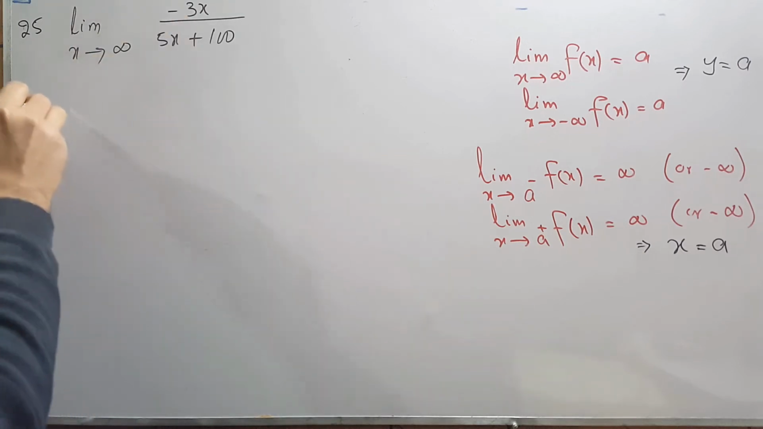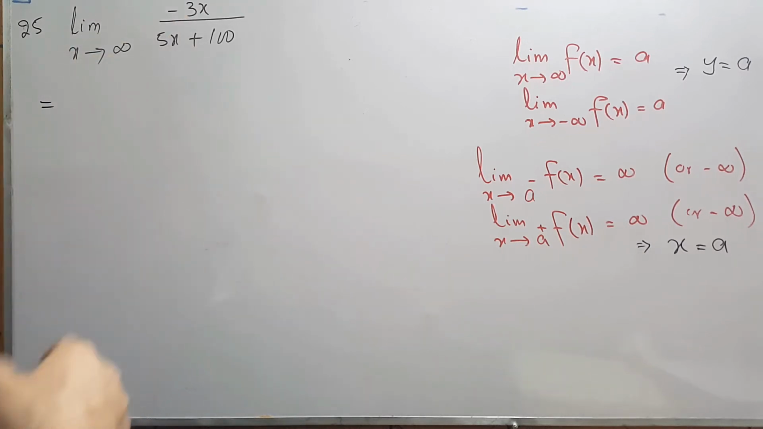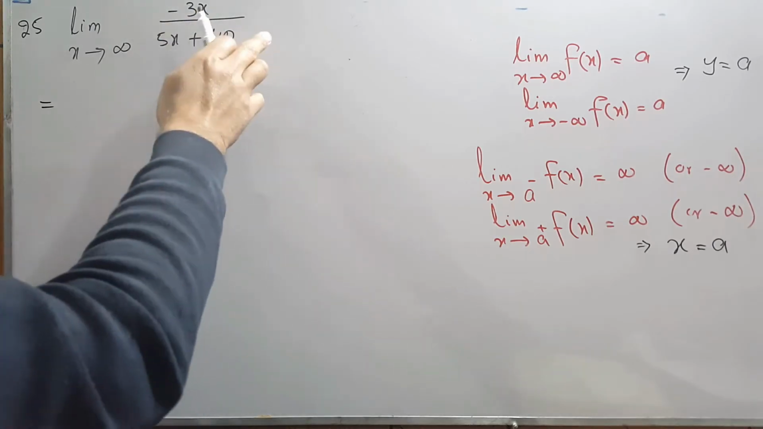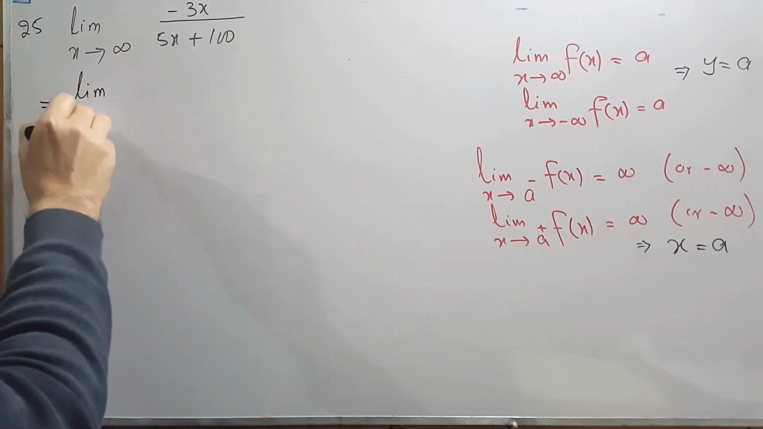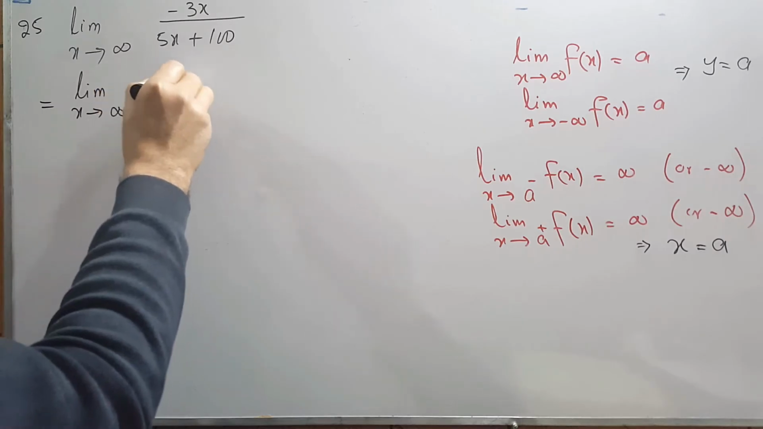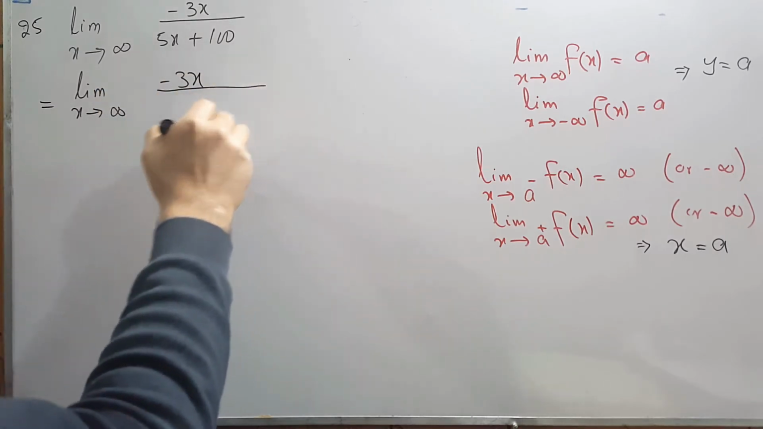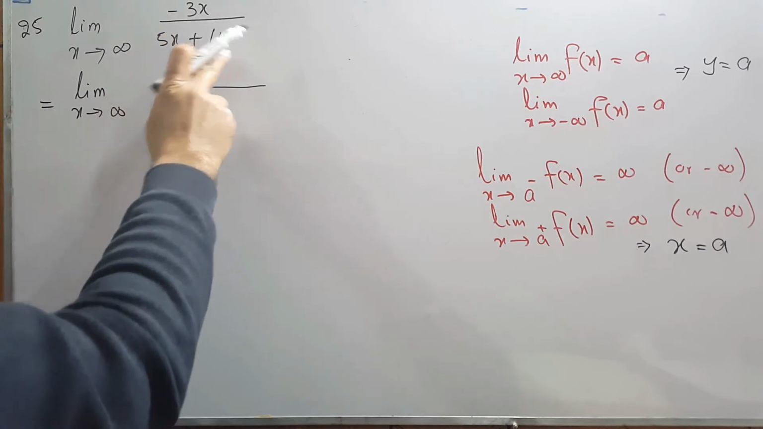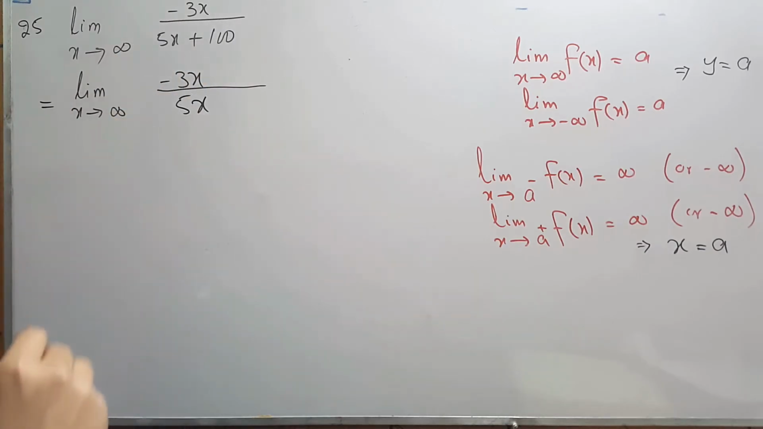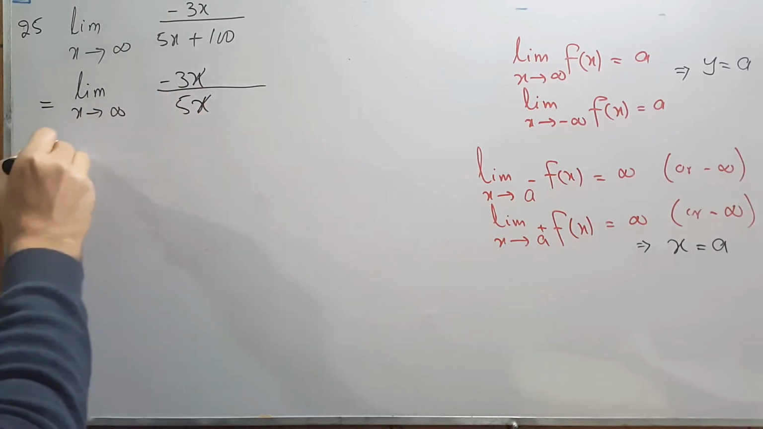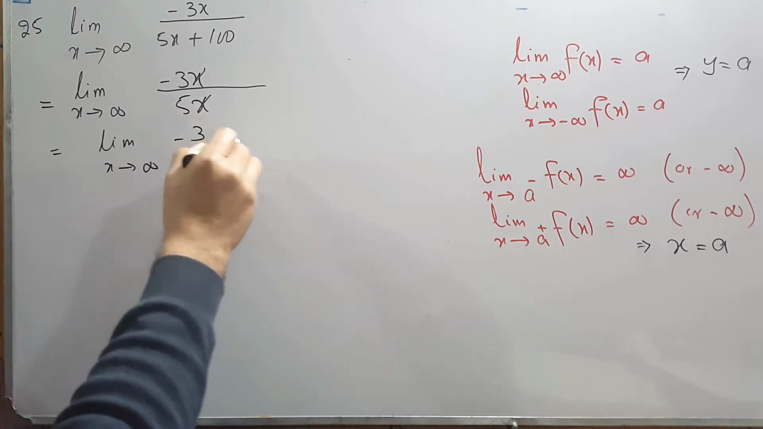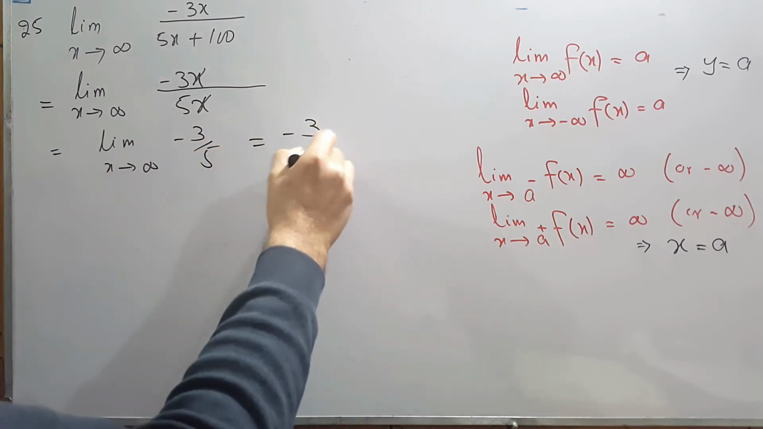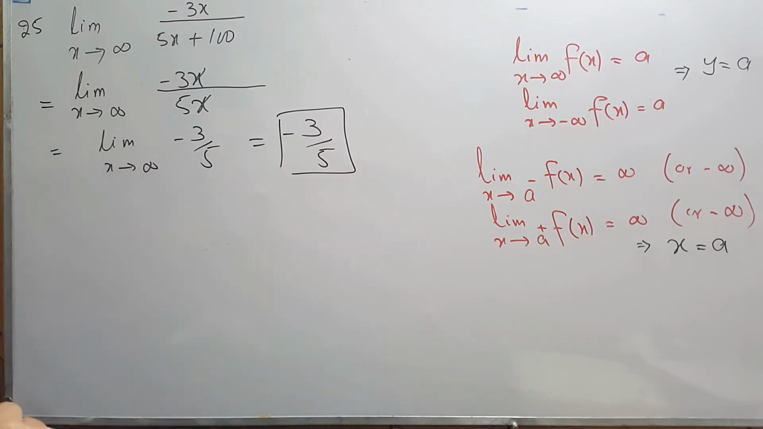Now in this problem, again, we can use the method of the x with the highest power, and deleting the rest of the terms. So the above one is again only a function of x, so we do not need to delete anything, and the below one has plus 100 with it, so we can just leave 5x. The x will cancel with x. You are left with only the term minus 3 over 5, which means the answer is minus 3 over 5. So the limit is minus 3 over 5.